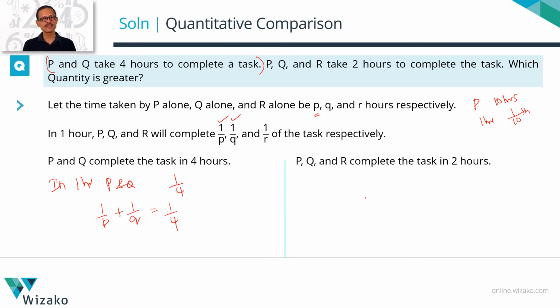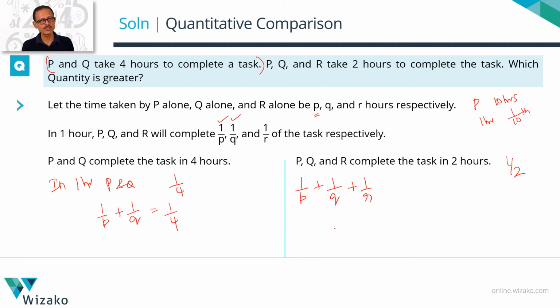It talks about the time taken when all three of them work together. It takes 2 hours for them to complete the entire task. So each hour they're going to complete half the task. In 2 hours they finish it, so in 1 hour they'll finish half the task. Let's again run through the same kind of equation. In an hour, P will complete 1/p of the task. Q will complete 1/q. R will complete 1/r.